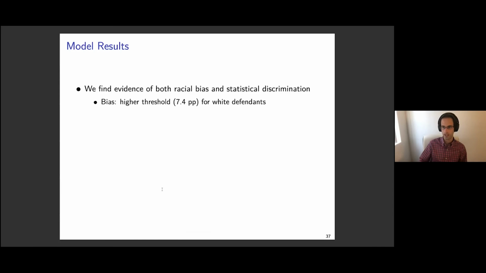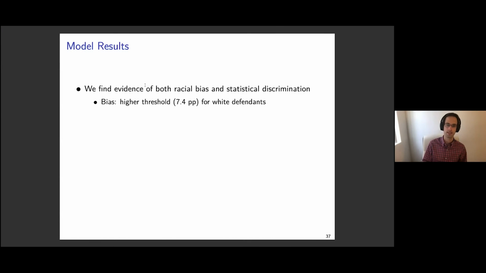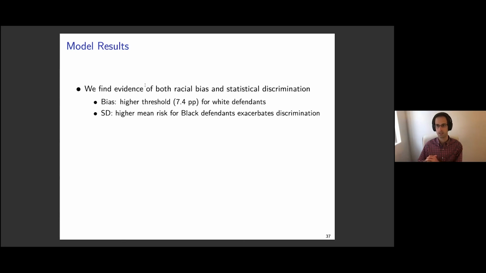And so when we estimate the model by simulated minimum distance, we do find evidence of both racial bias and statistical discrimination. So bias is a higher effective threshold for white defendants. Still, statistical discrimination actually has two components. One is the mean varying and one is the variance varying. So statistical discrimination exacerbates discrimination because the mean risk for Black defendants is estimated to be higher than the mean risk for white defendants. Therefore, when a judge sees a Black defendant, that goes into their posterior belief and increases the probability conditional on the same signal for a white and Black defendant.